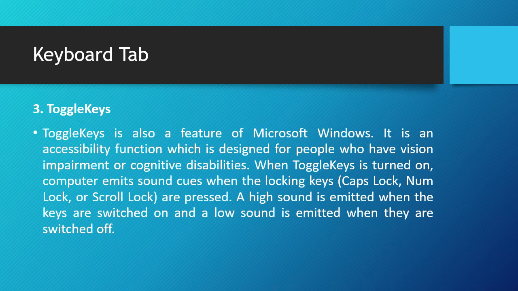Toggle keys. Toggle keys is also a feature of Microsoft Windows. It is an accessibility function which is designed for people who have vision impairments and cognitive disabilities. When it is turned on, the computer emits sound cues. When the locking keys, that is Caps Lock, Num Lock, or Scroll Lock, are pressed, a high sound is emitted when the keys are switched on, and a low sound is emitted when they are switched off.